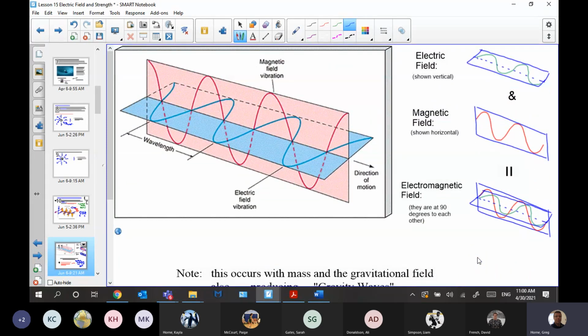Okay, so that's an electromagnetic wave. Questions? Okay.